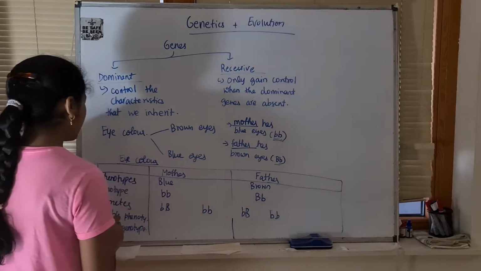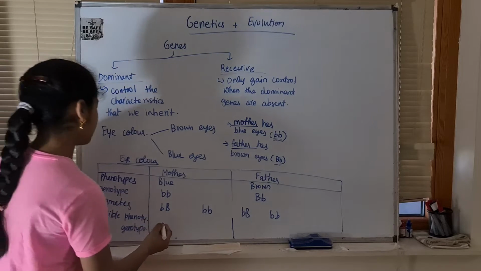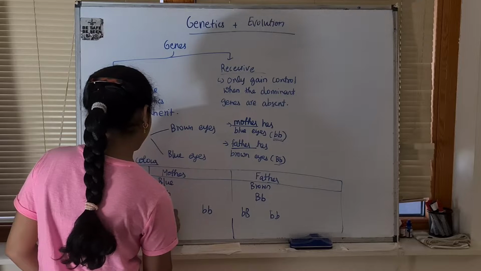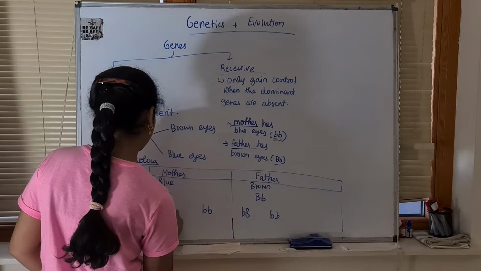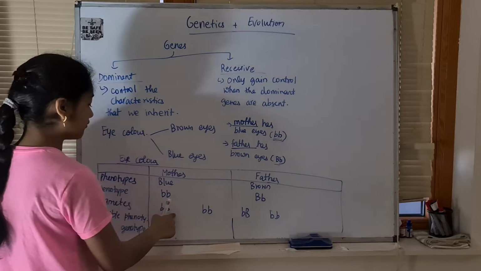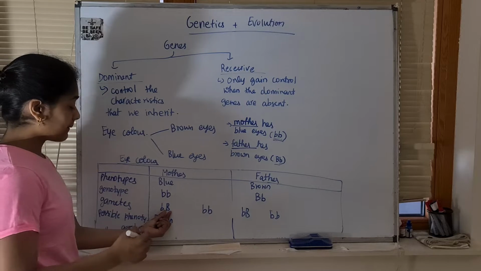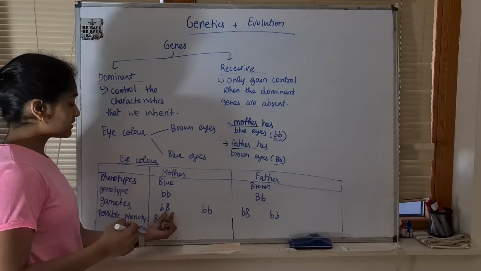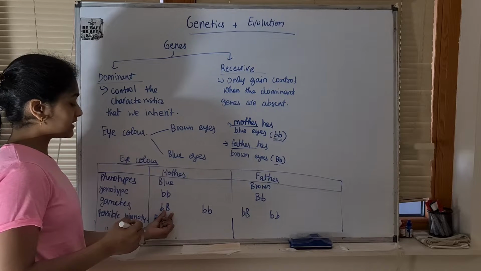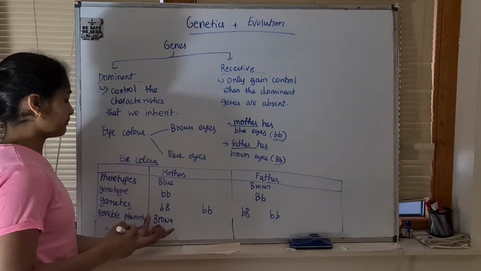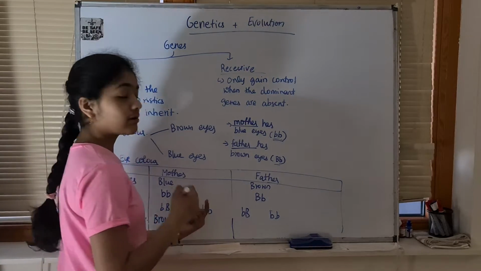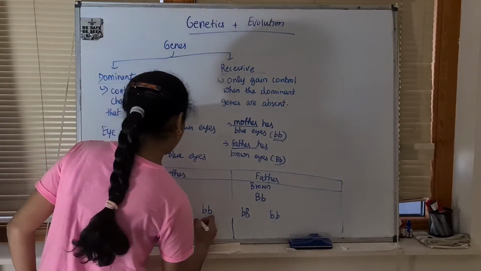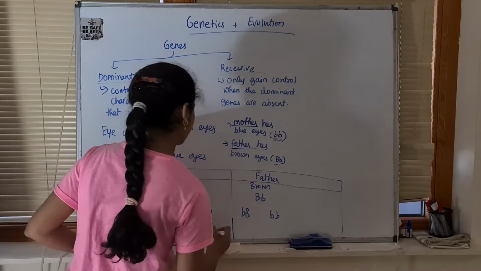Now, possible phenotype. Brown eyes, because once a capital B is present, the offspring will have brown eyes, because the capital B is dominant and it takes over the small b. Brown. Here we don't have any dominant gene, so only recessive genes are present. That means here we have blue eyes.